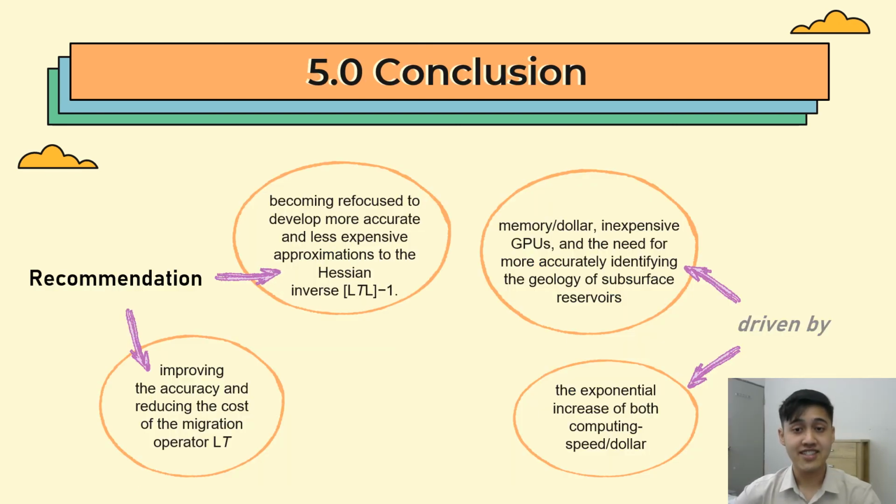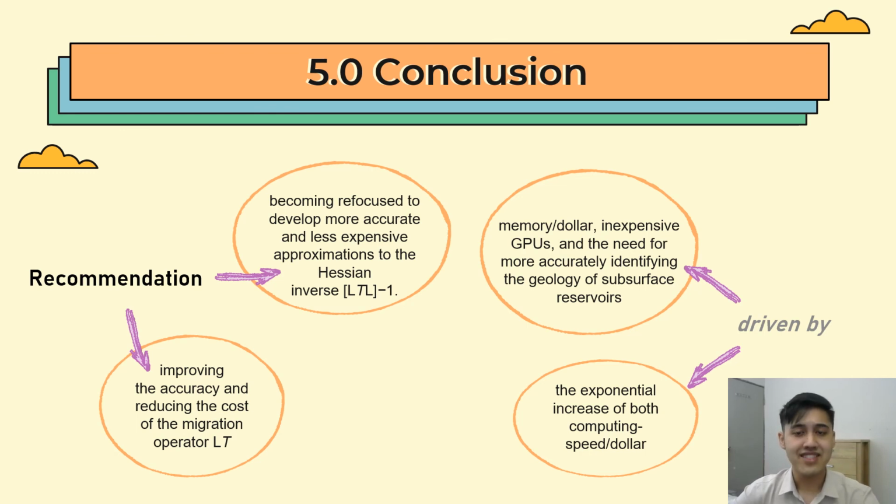Lastly, for recommendation, seismic migrationists in the last third of the 20th century devoted most of their efforts to improving the accuracy and reducing the cost of the migration operator L transpose. For the 21st century, their concentration is becoming refocused on developing more accurate and less expensive approximations to the Hessian inverse. This is largely driven by the exponential increase in computing speed per dollar and memory per dollar, inexpensive GPUs, and the need for more accurately identifying the geology of subsurface reservoirs.